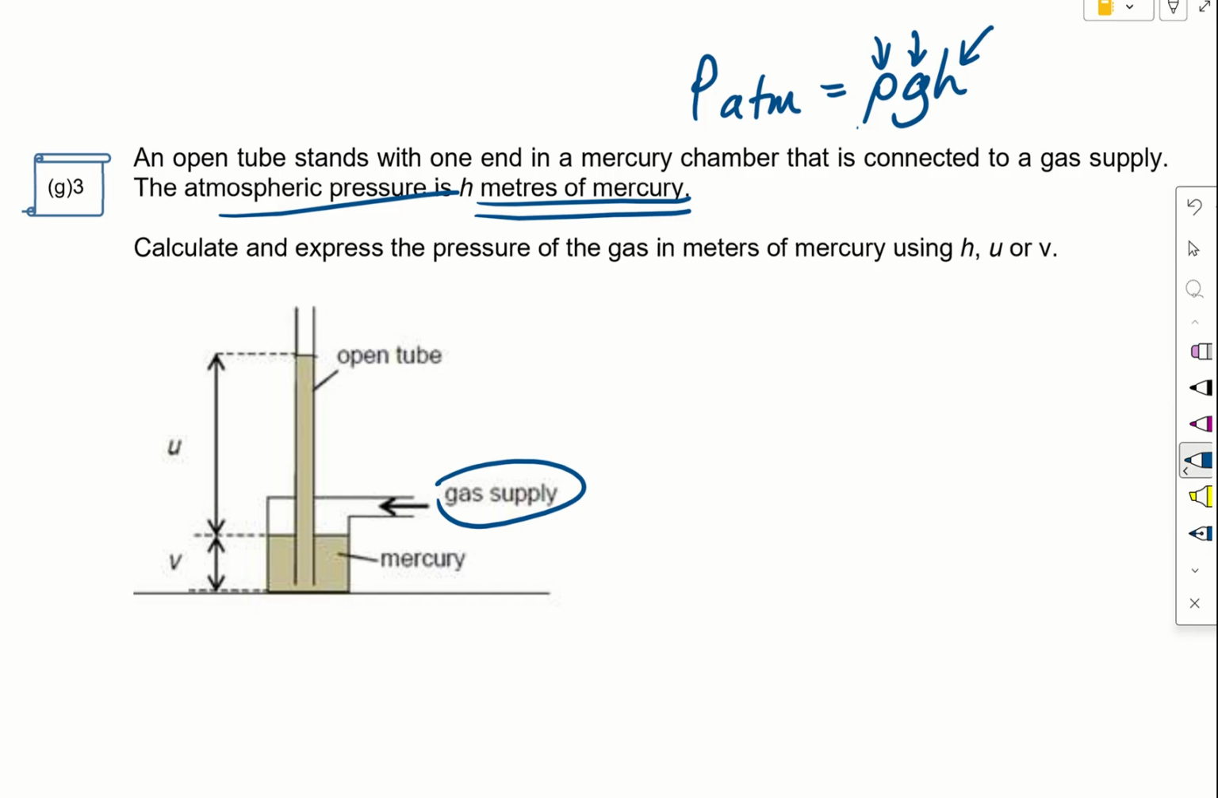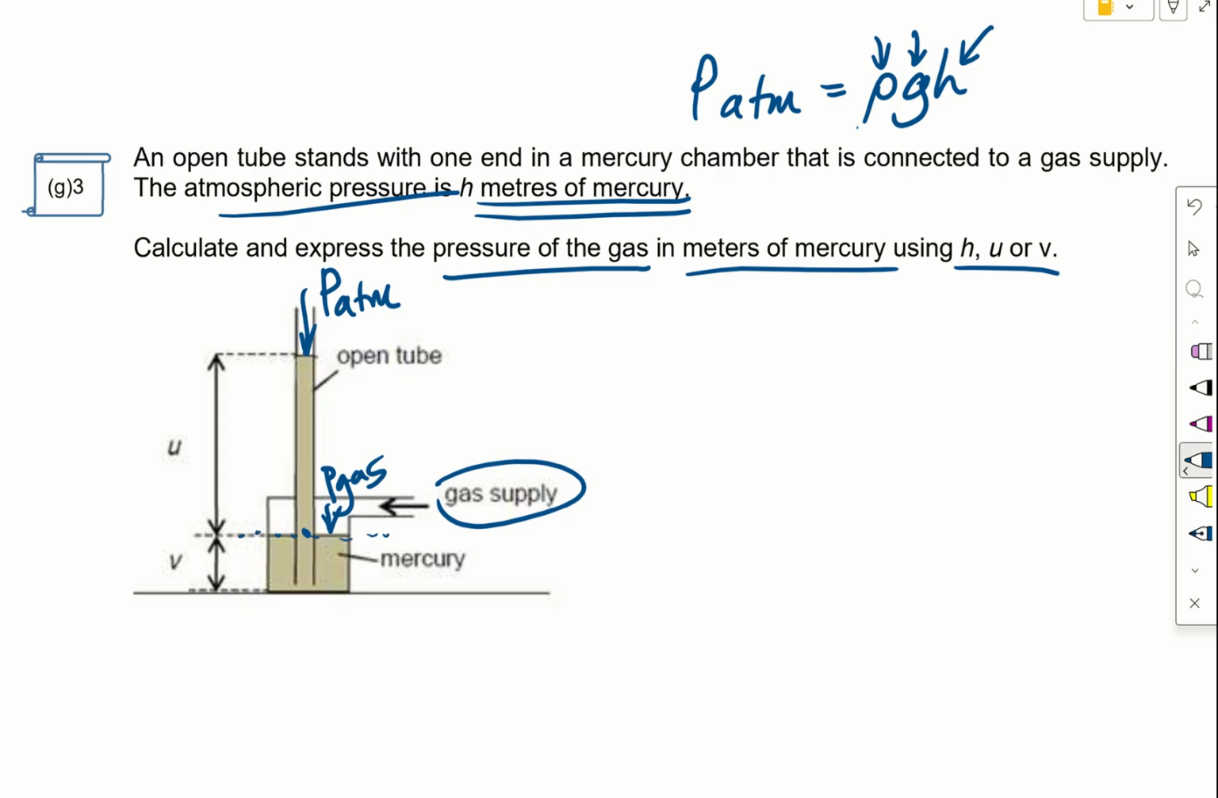Okay, so that's our PATM. Now they want us to calculate and express the pressure of the gas in meters of mercury using H, U, or V. So step 1, draw a downward arrow. So this is P atmosphere, and then over here, this surface, it is P gas. Step 2 is finding same liquid, same level, same pressure, and I'll choose this side.